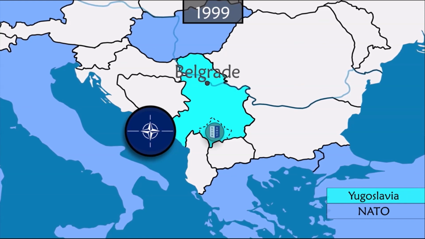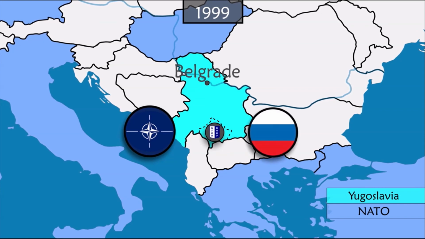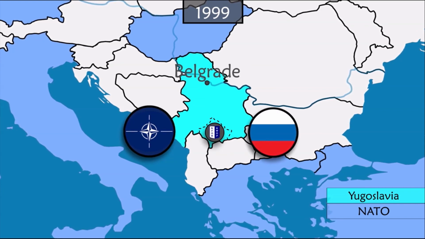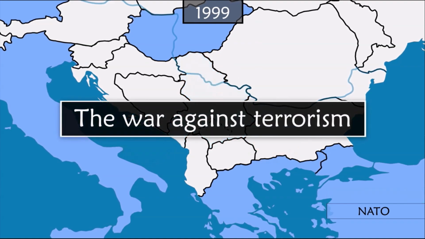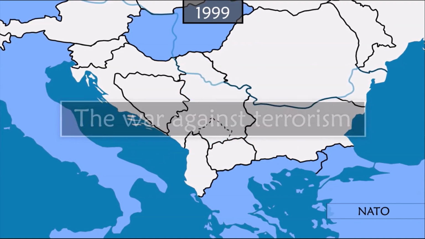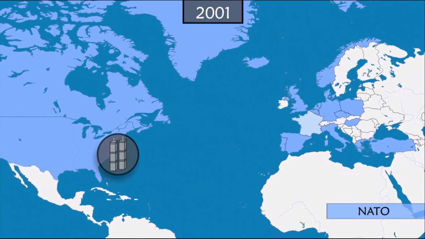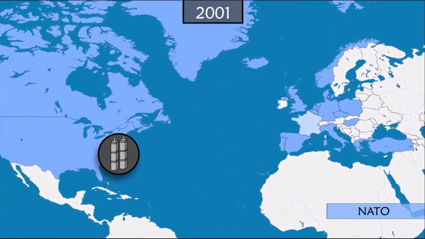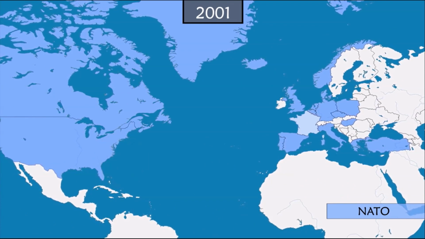NATO then deploys an international force called KFOR to guarantee security. Russia, which feels betrayed and sidelined by the West, also sends soldiers to Kosovo to ensure the same mission. On September 11, 2001, the United States is the victim of terrorist attacks on its territory. For the first time ever, NATO activates Article 5, and commits itself to the fight against terrorism.